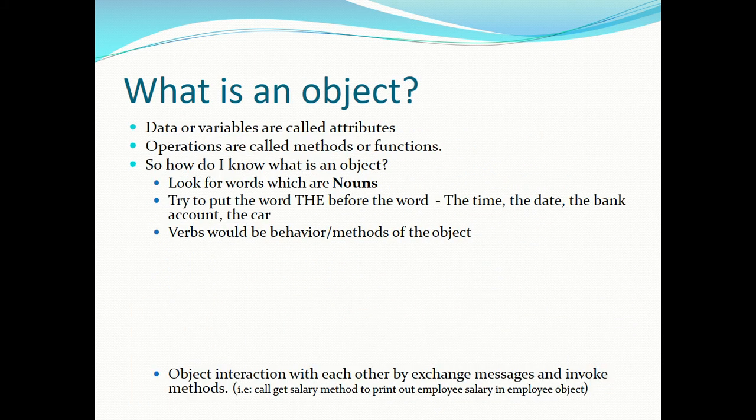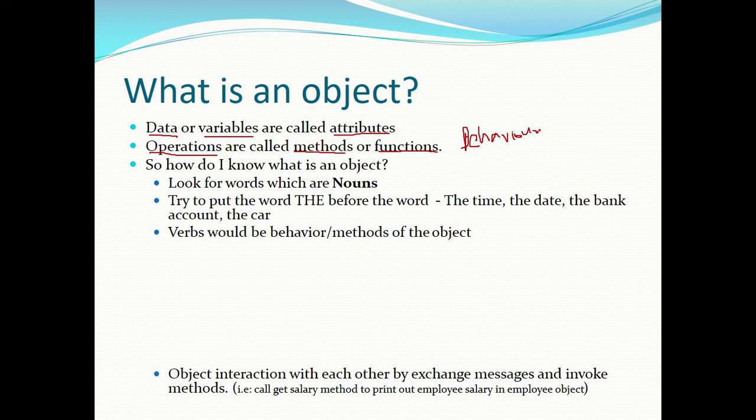Okay, the data or the variables inside the object, we call them sometimes what? We call them attributes, or we call them variables, or we call them data. This is the first thing. The second thing is that the operations inside the object, we call them sometimes methods, we call them sometimes functions, we call them sometimes behavior. What do we call them? Behavior. I'm going to write it the American way, behavior. So it is just a behavior of an object.